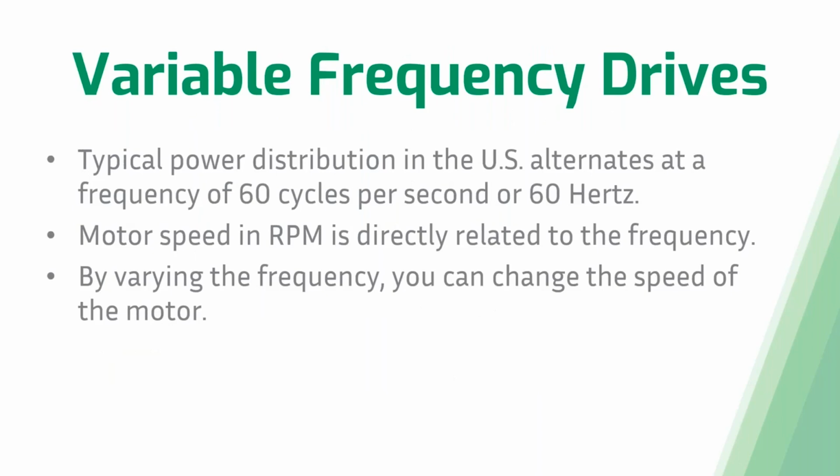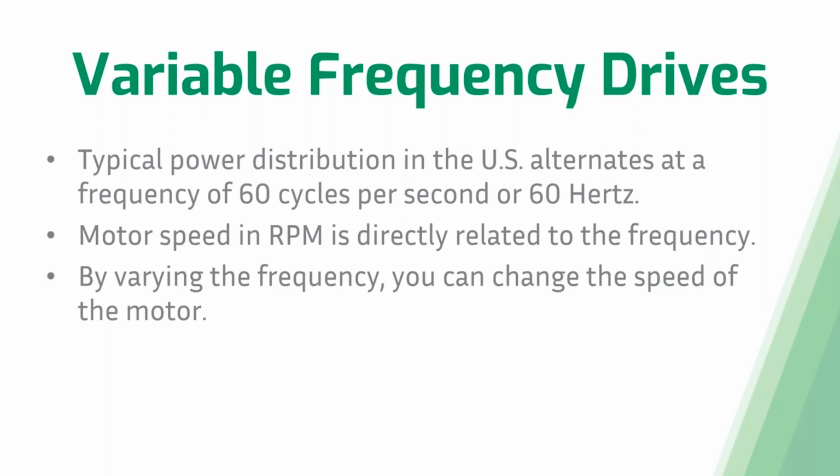So now we're getting on to our final topic, which is going to be variable frequency drives. Typical power distribution in the US alternates at a frequency of 60 cycles per second, or 60 hertz. Motor speed and RPM is directly related to said frequency. We typically design our motor speeds to go at 60 hertz within the US. So by varying that frequency, you can change the speed of that motor.